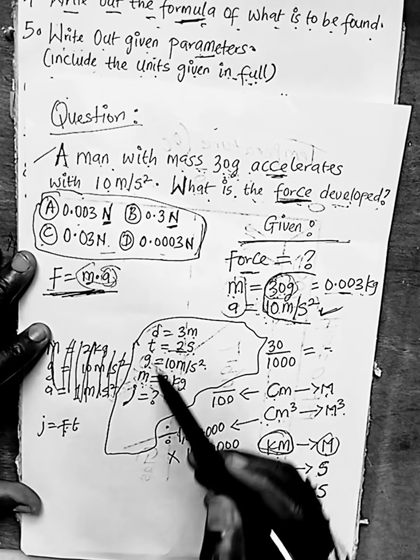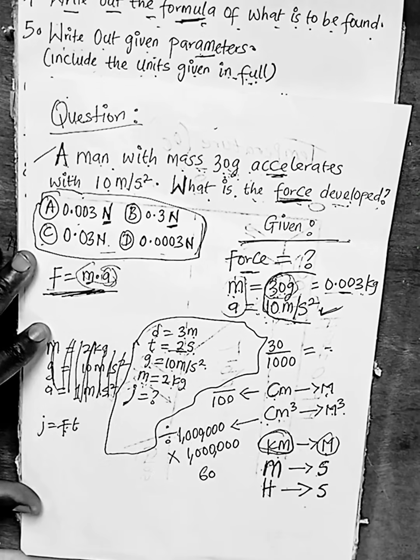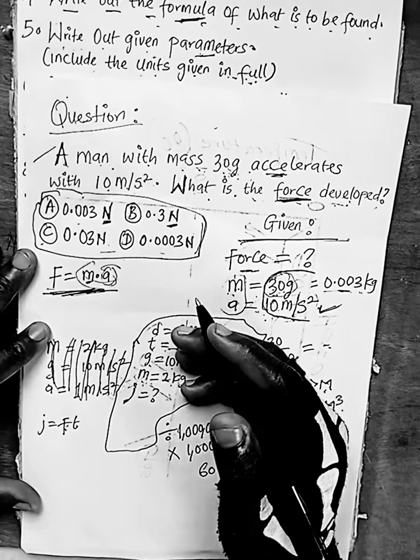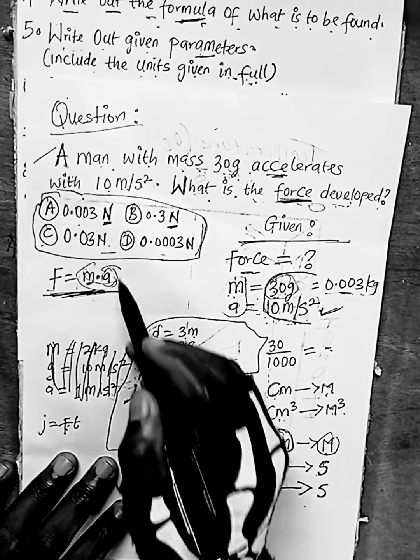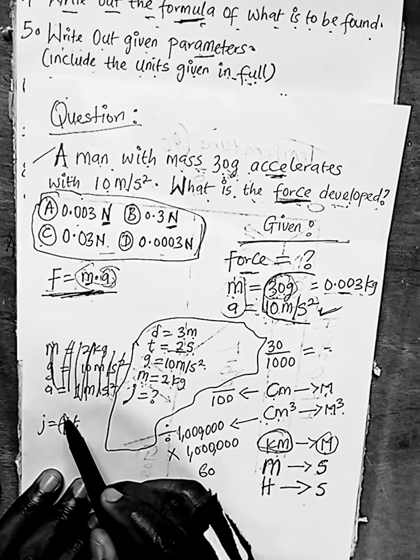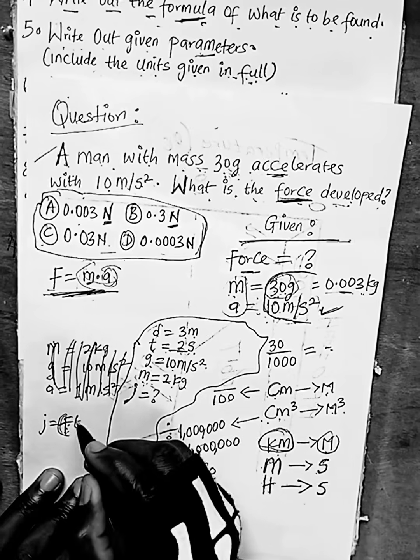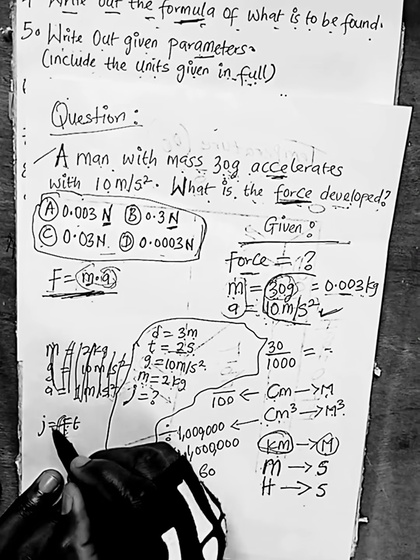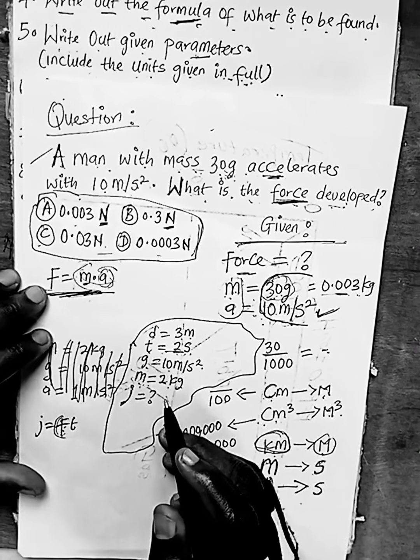We can't find force here, so we will now have to find force. That's it. Look out for the missing parameter. Force here is a missing parameter, so we have to find this force first so that we can apply the formula and solve. All right, so the missing parameter is force.